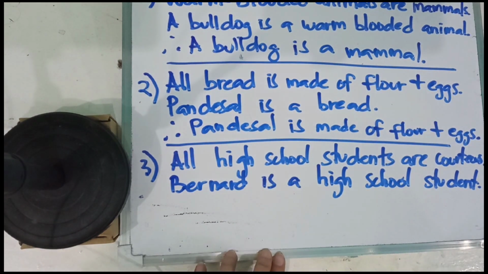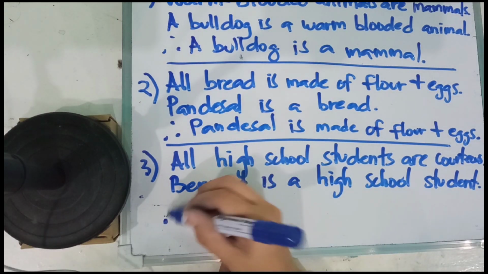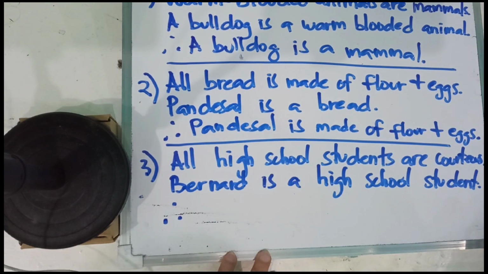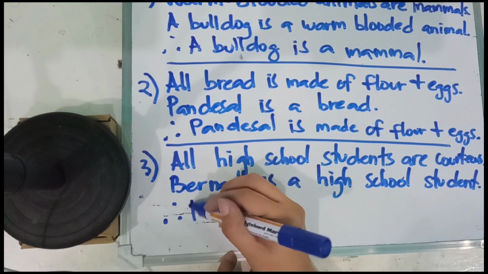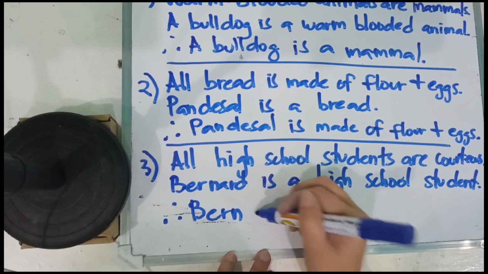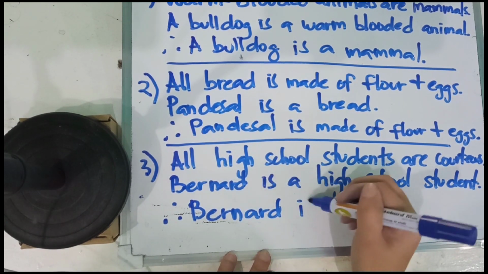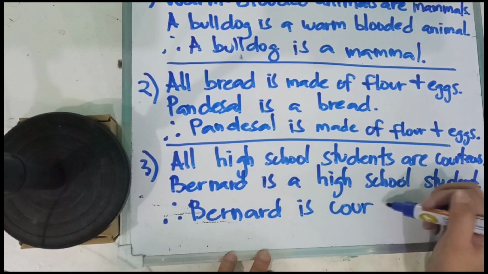Alright. Example number 3. All high school students are courteous. Bernard is a high school student. Therefore, we can conclude that Bernard is courteous.